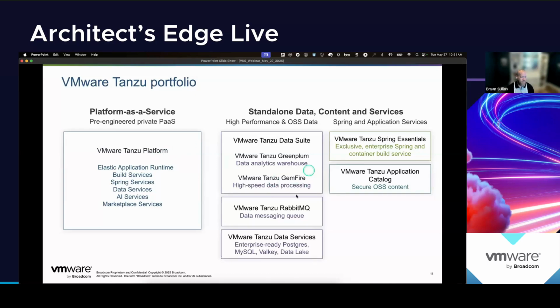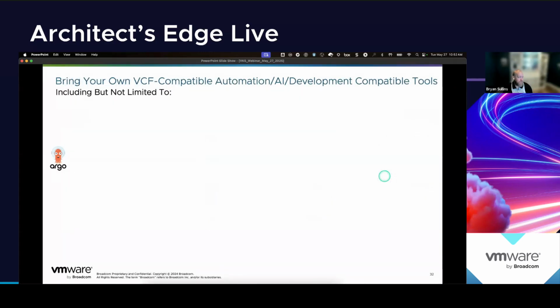There's that. We have our data suite with our database as a service. And then we have our catalog, which is another thing that people typically become very big fans of. So from a platform as a service and a development stack offering, that is that. And like I said, I'll give Christopher Catano a chance to speak to that as well.